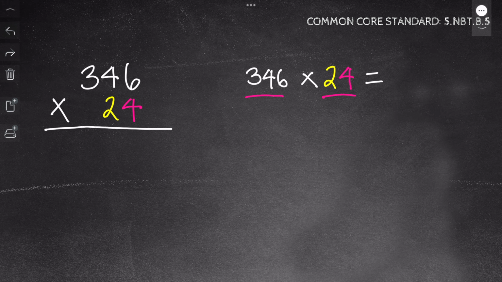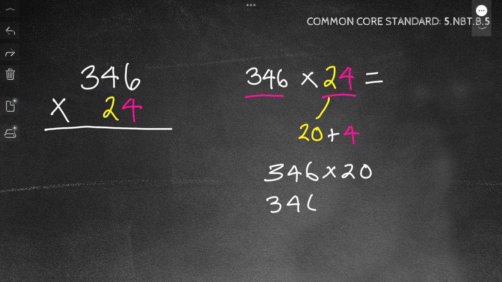Now, essentially what we're doing in our problem, we're breaking down our 24 into 20 and 4, because 20 plus 4 equals 24. So we're actually going to be doing two different problems. We're going to be doing 346 times 20, and then we'll also be doing 346 times 4. And then when we have two different products, we will wind up adding them together.